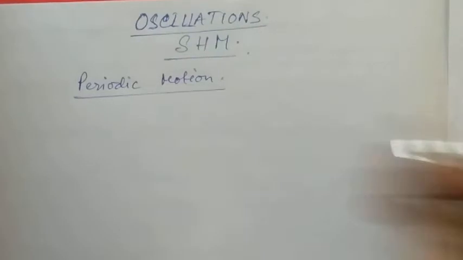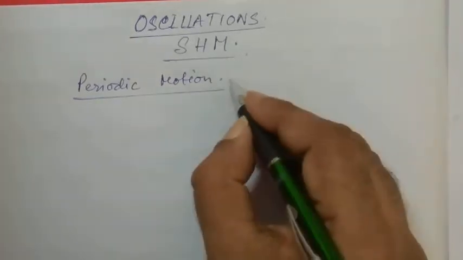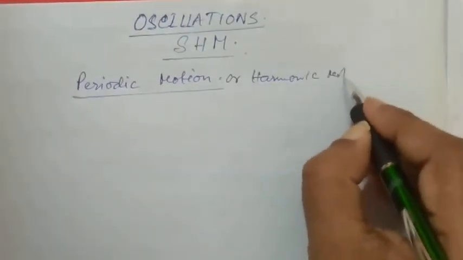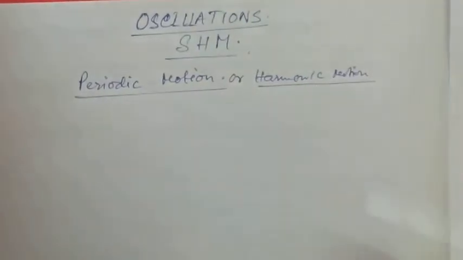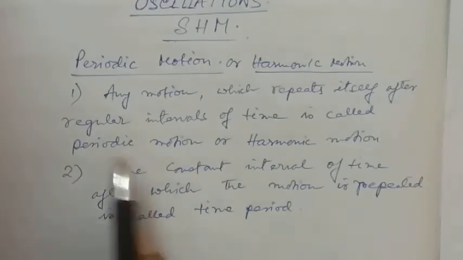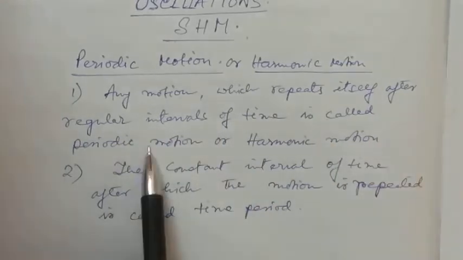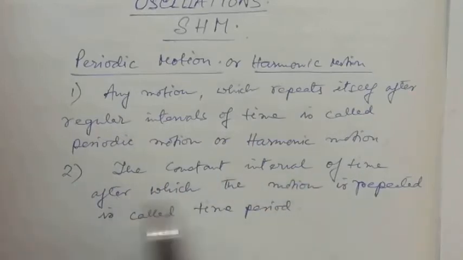Periodic motion, you have learned it earlier in class 9-10, is any motion which repeats itself after regular intervals of time. It is called periodic motion, or you can say harmonic motion. Both the terms you can use. That means the definition of periodic motion is any motion which repeats itself after regular intervals of time is called periodic motion or harmonic motion. Second point is that the constant interval of time after which the motion is repeated is called time period.